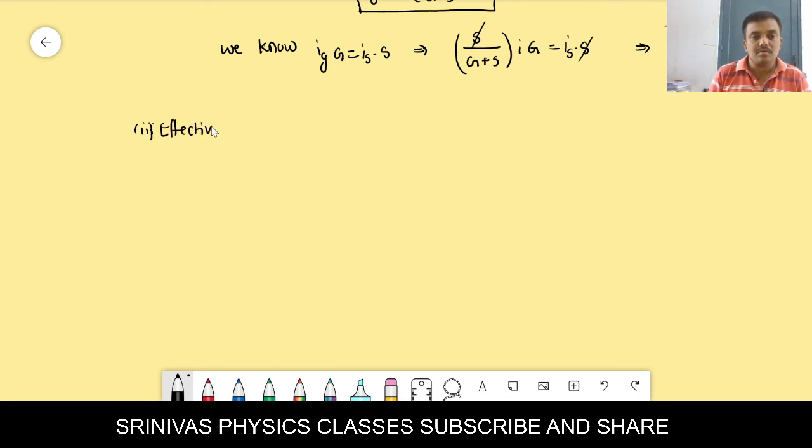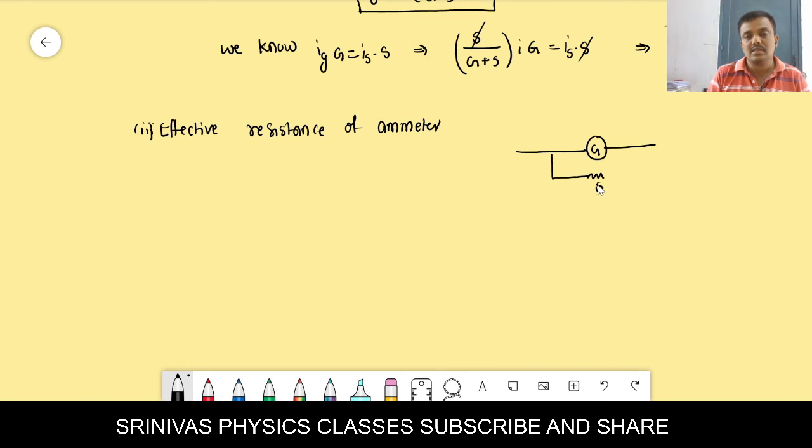Effective resistance of ammeter, right? What is the effective resistance of ammeter? G is the resistance of the galvanometer, S is the resistance of the shunt resistance. We are connecting them in parallel. After connecting them, the galvanometer is converted into an ammeter. Now this is said to be an ammeter. What is the resistance of the ammeter?